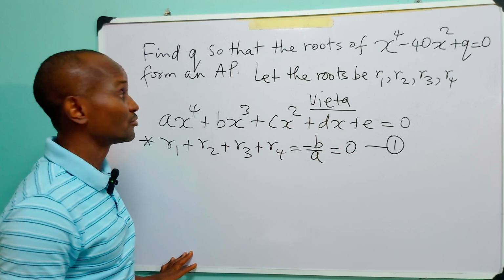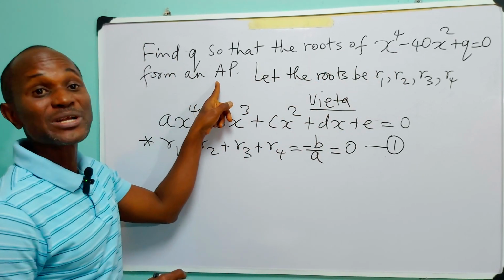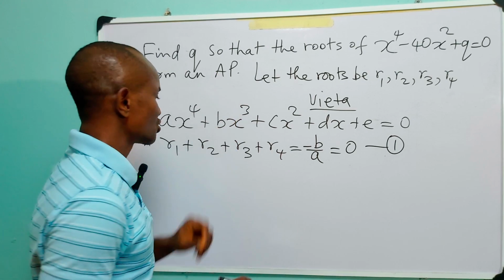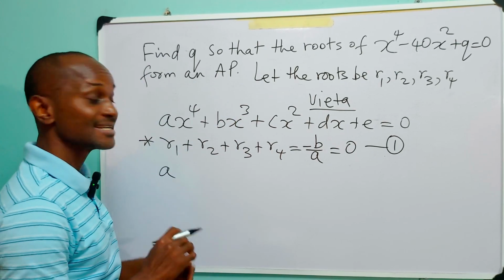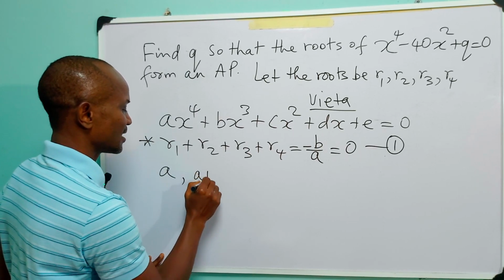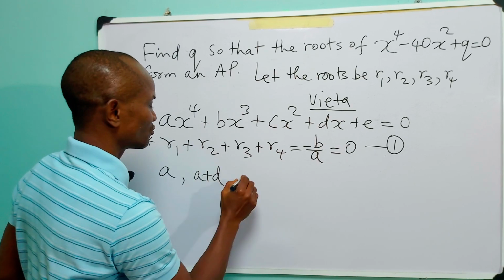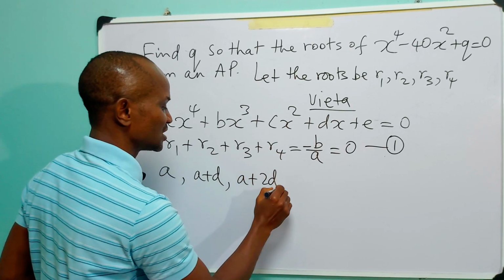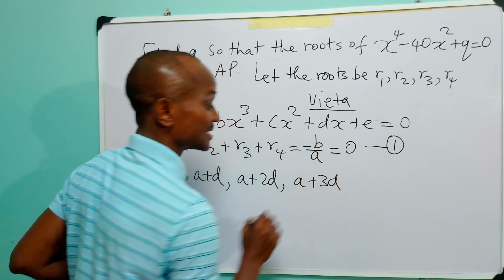Now, at this point, we will remember that we were told that the roots of this equation form an arithmetic progression. So if we have a, you remember our arithmetic progression, a is the first term. Then the second root must be a plus d, where d is the common difference. The third root must be a plus 2d. And the fourth root must be a plus 3d.